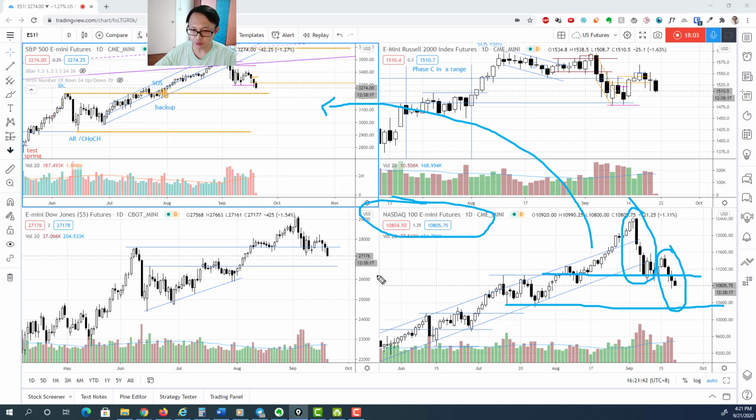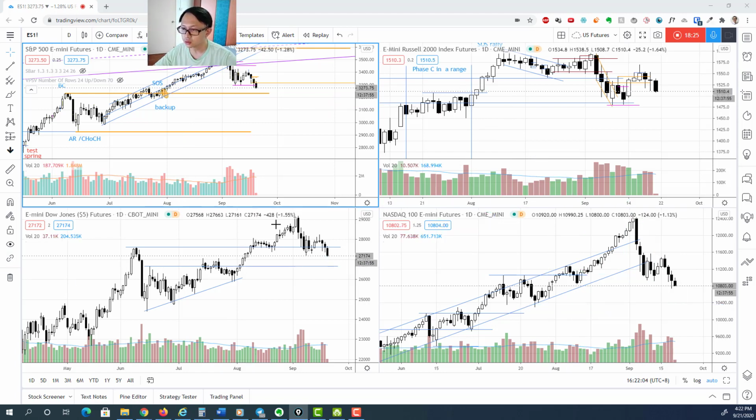And in terms of the Dow, I think the next logical support area will be this immediate support level at around 26600. Let me just quickly take a look here. So that could provide some kind of support.